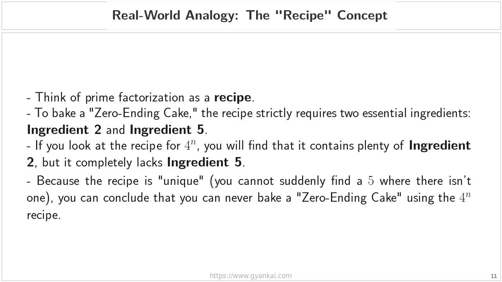Therefore, you can conclude with absolute certainty that you can never bake a zero-ending cake using the 4 to the power of n recipe. It's simply impossible because the essential ingredient is missing. Key takeaways.